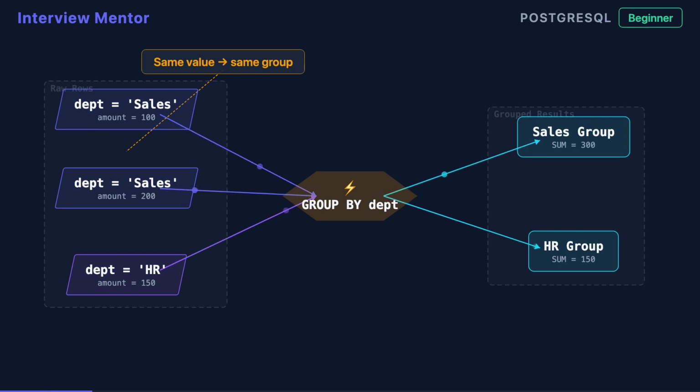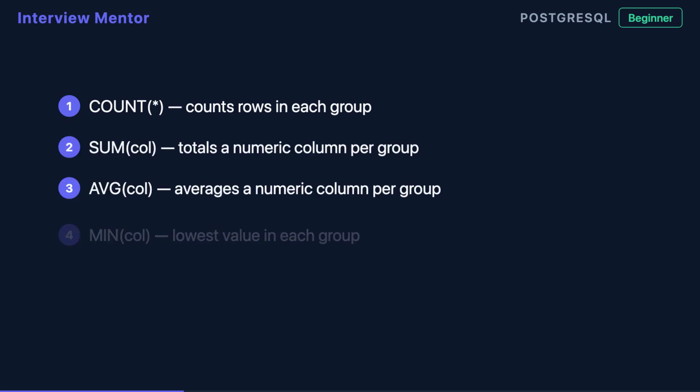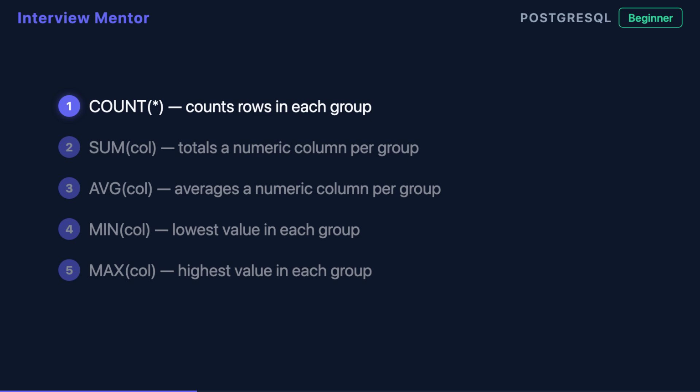Think of it like grouping a spreadsheet by department. All the sales rows merge into one summary row, all the HR rows merge into another. Without GROUP BY, an aggregate function would try to reduce your entire table down to a single row, which almost never makes sense. Once rows are grouped, aggregate functions compute one summary value per group.